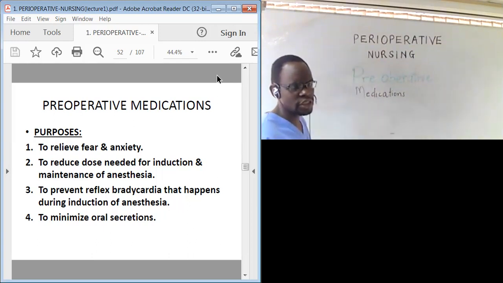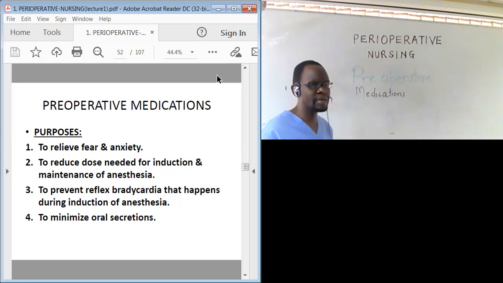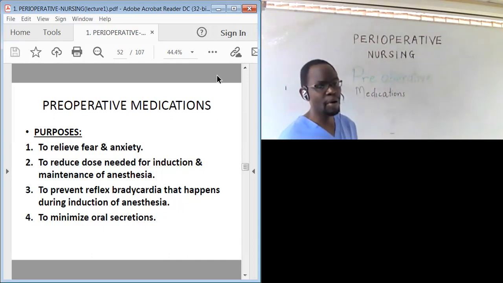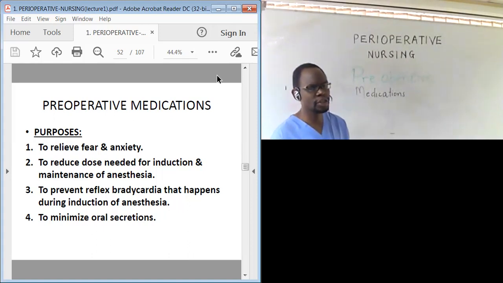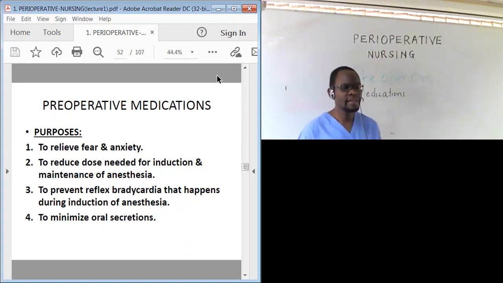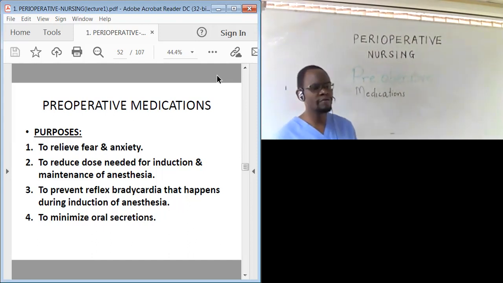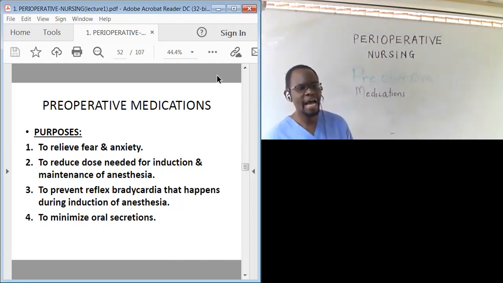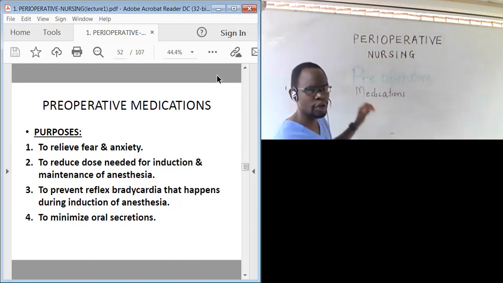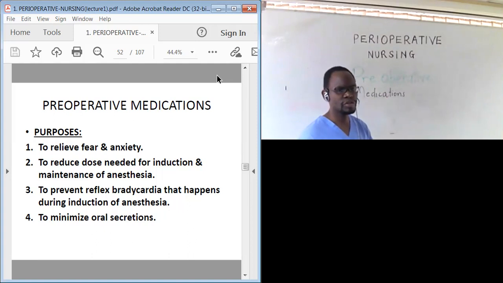Now, these medications, basically, what is their purpose? We are going to see, for example, anxiolytics. They relieve fear and anxiety. Then there are those that reduce the amount needed for induction and maintenance of anesthesia. Then, of course, to prevent what we call reflex bradycardia that happens during induction of anesthesia, and also to minimize oral secretion. Those are some of the purposes or uses of the preoperative medications that are usually given to the patient before they undergo surgery.